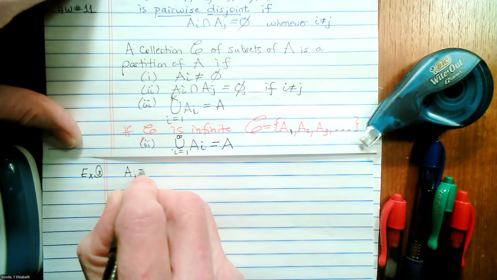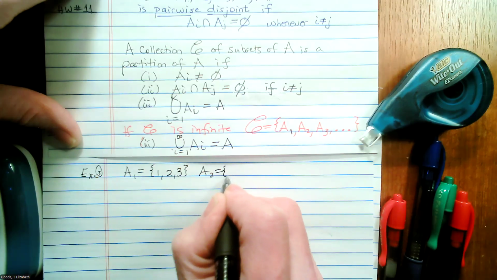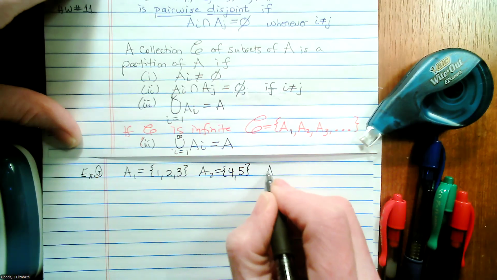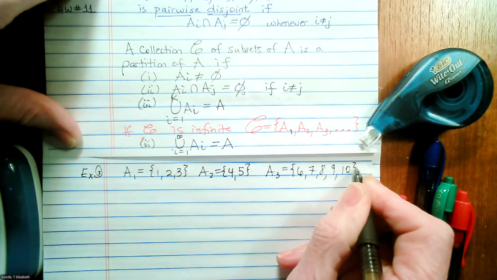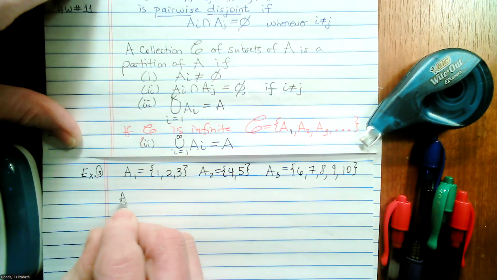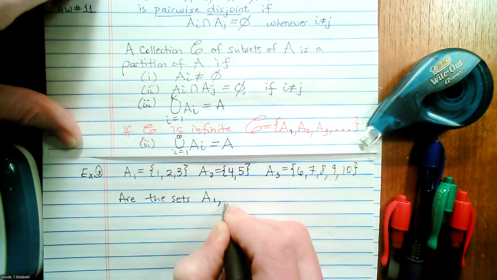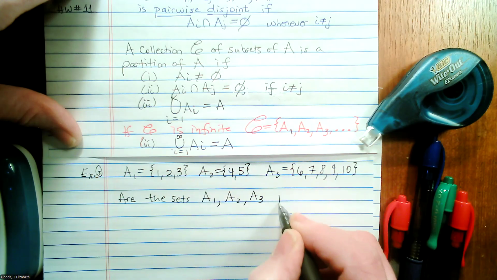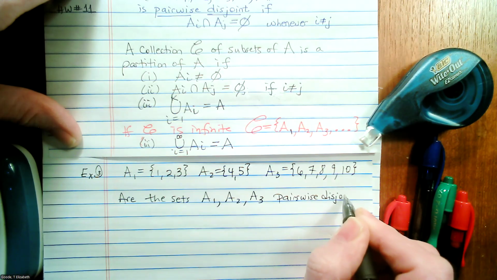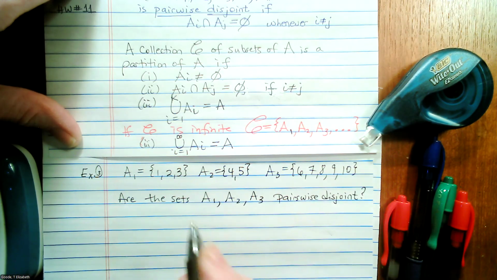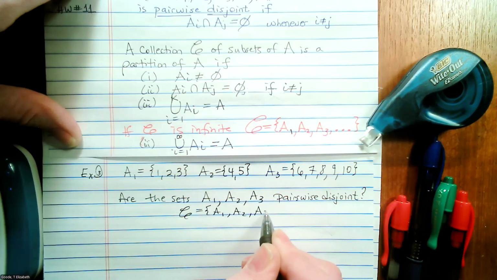So if we let A1 be the set containing 1, 2, and 3, A2 be the set containing 4 and 5, and A3 be the set containing 6, 7, 8, 9, and 10, for example, then are the sets A1, A2, A3 pairwise disjoint? Or we could put them together in a set called curly C and ask the same question. We could just say C is the collection that has A1, A2, and A3 in it.